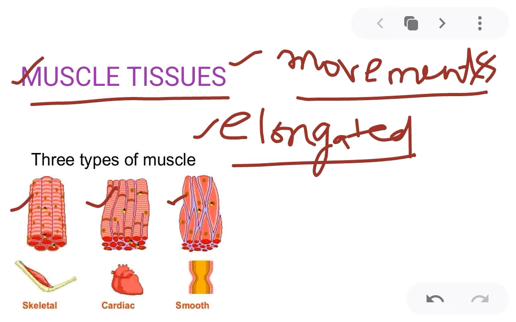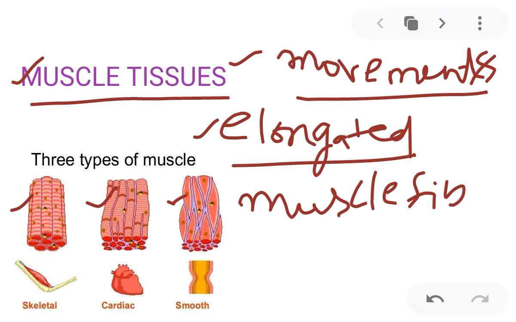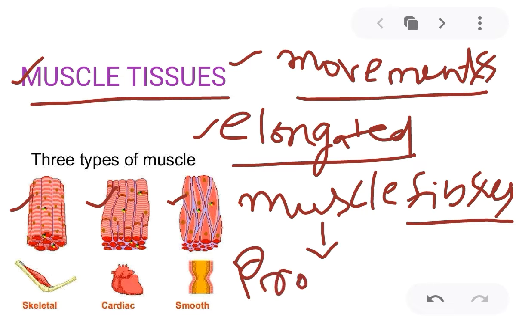And these muscle tissues are also called muscle fibers. So why do we call them muscle fibers? Because these muscle tissues consist of fibrous components. They are known as muscle fibers. These muscle tissues consist of fibrous components known as muscle fibers. And these muscle fibers are made of proteins.